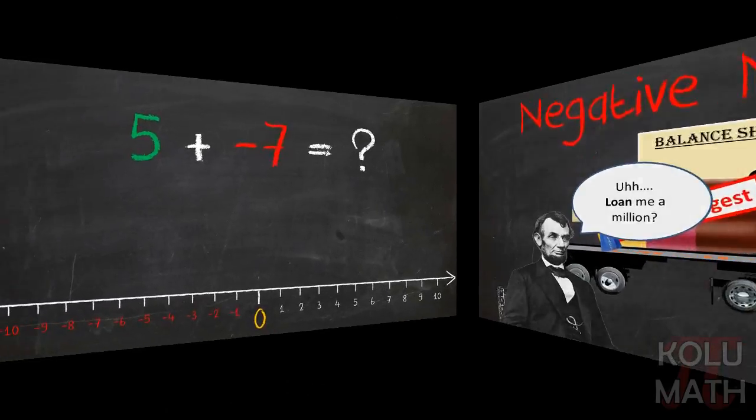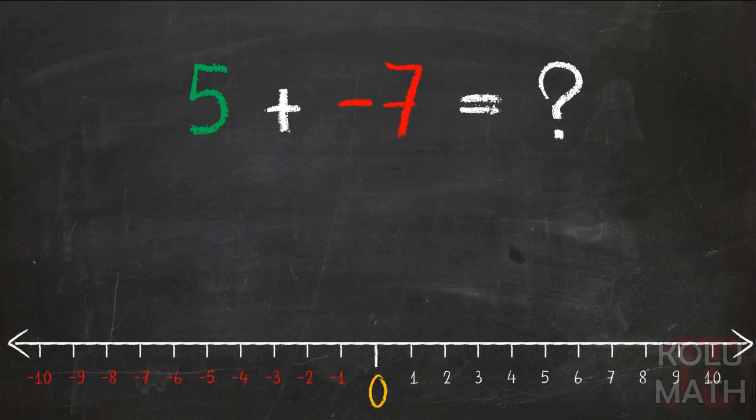Okay, well, let's go back to our example and see if that helped. Nope. No, that didn't help at all. Okay, well, let's think about it. So 5 is 1, 2, 3, 4, 5 over here. And -7 is 1, 2, 3, there. -7.